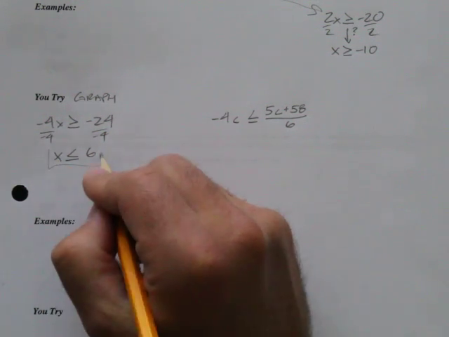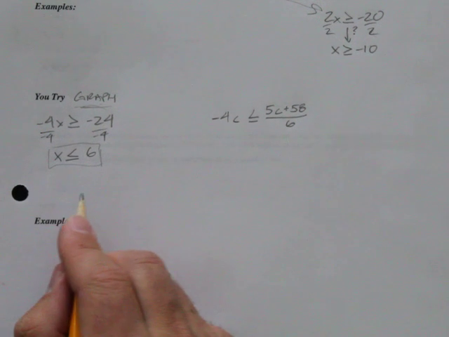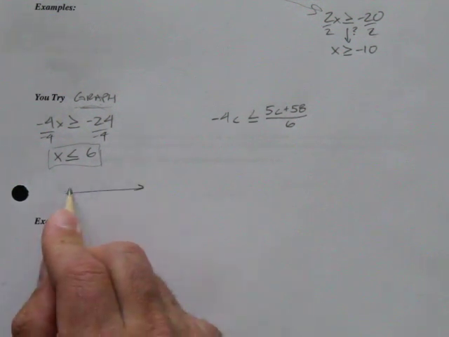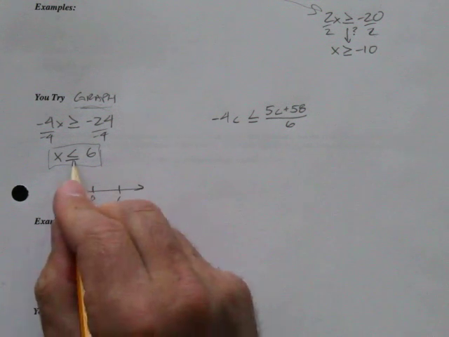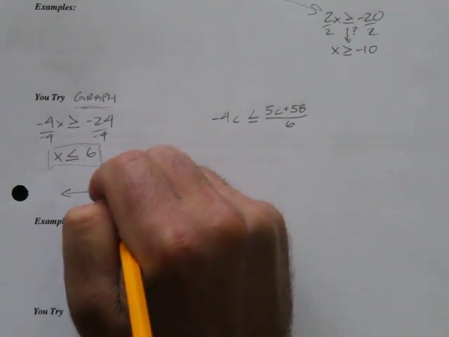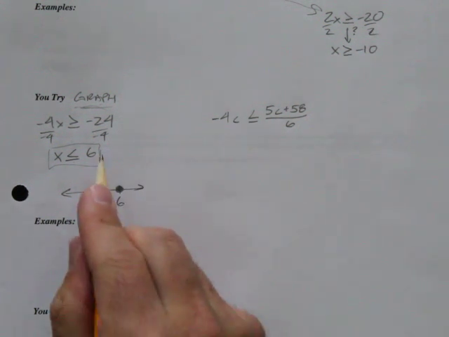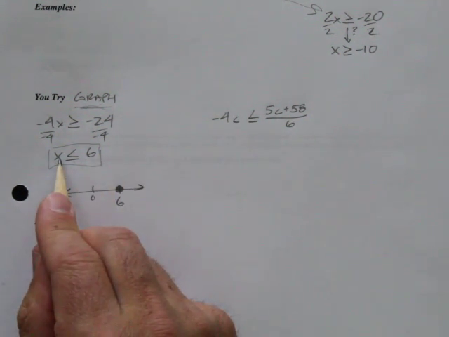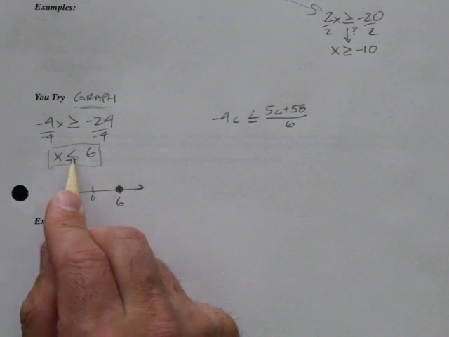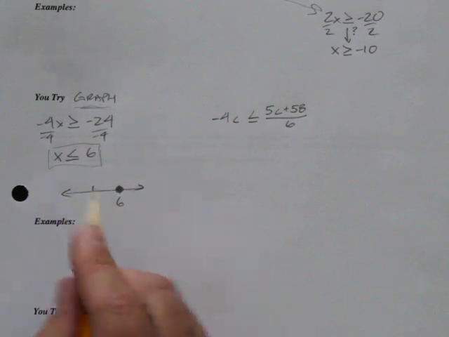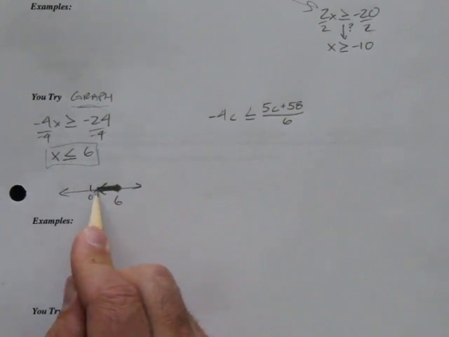So there's my answer. But remember, I told you to graph it. So we should graph it as well. Here's 0. Here's 6. This is or equal to, so that means I have a solid circle here at 6, because 6 is included. If I plug in 6 for x, this is true. 6 is less than or equal to 6. So less than or equal to, draw my arrow to the left.